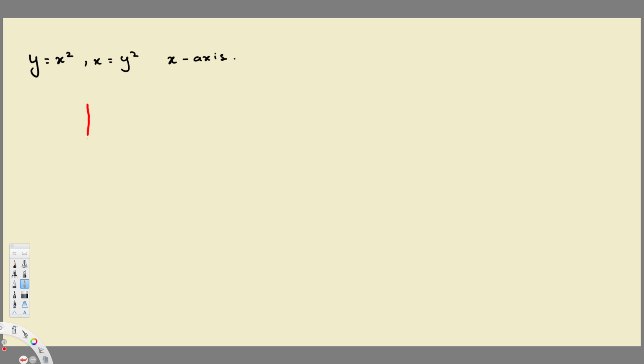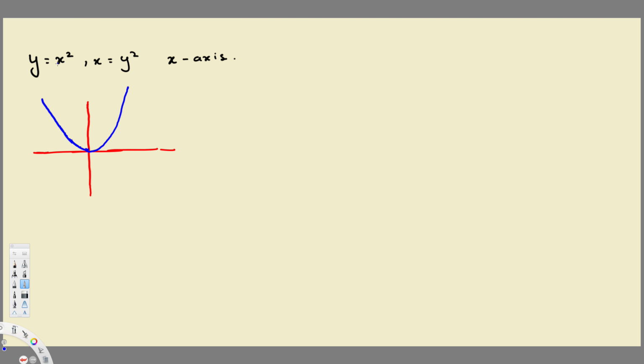If we draw the y equals x squared graph, we know that it's a parabola opening up. So we are going to have a graph like this, and x equals y squared. That's going to be a parabola opening to the right.